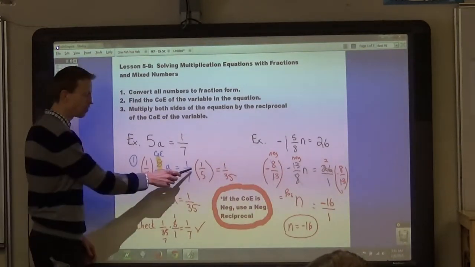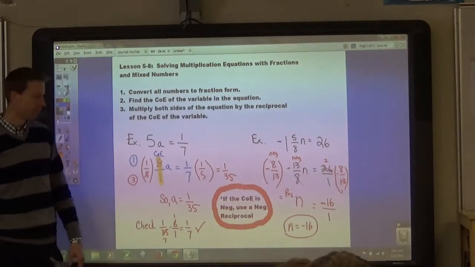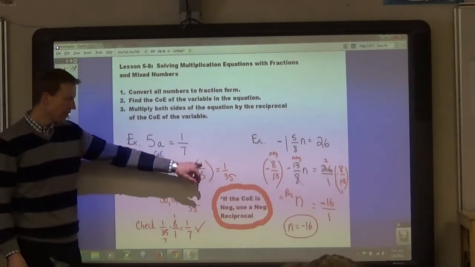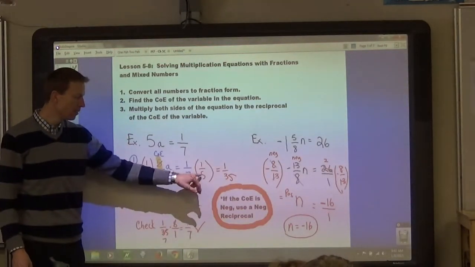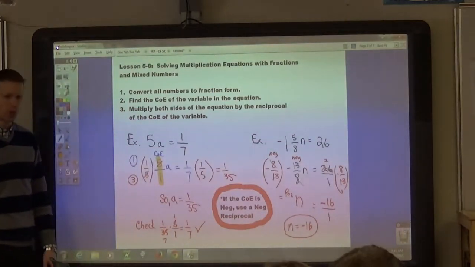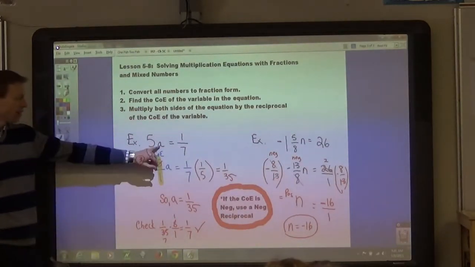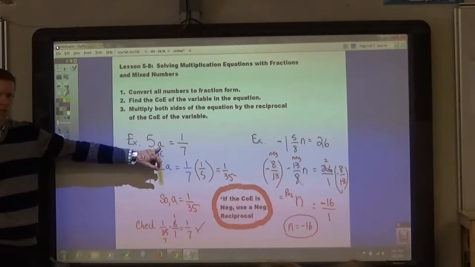And now you have a fraction multiplication. Two fractions multiplied. 1 times 1 is 1. 7 times 5 is 35. So a is 1 over 35.